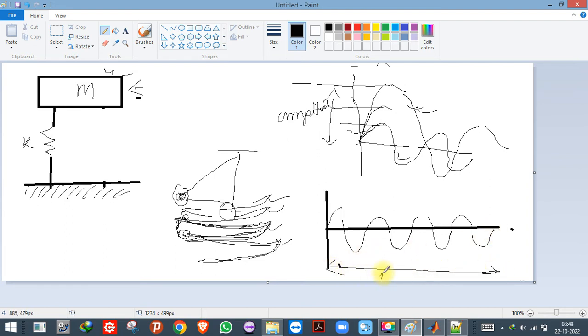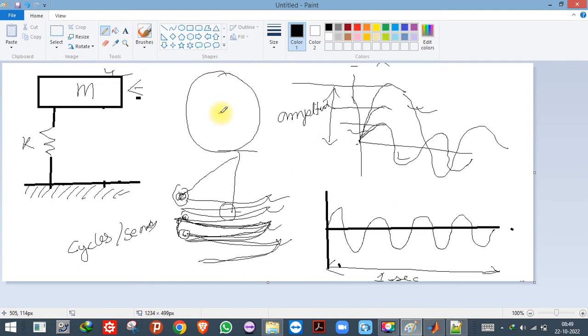So always remember, whenever we talk about the frequency, we'll note down how many cycles are performed in 1 second. That's why the unit of frequency is cycles per second. So in 1 second, how many cycles are performed, that is called frequency. This is called cyclic frequency, and there is also angular frequency.